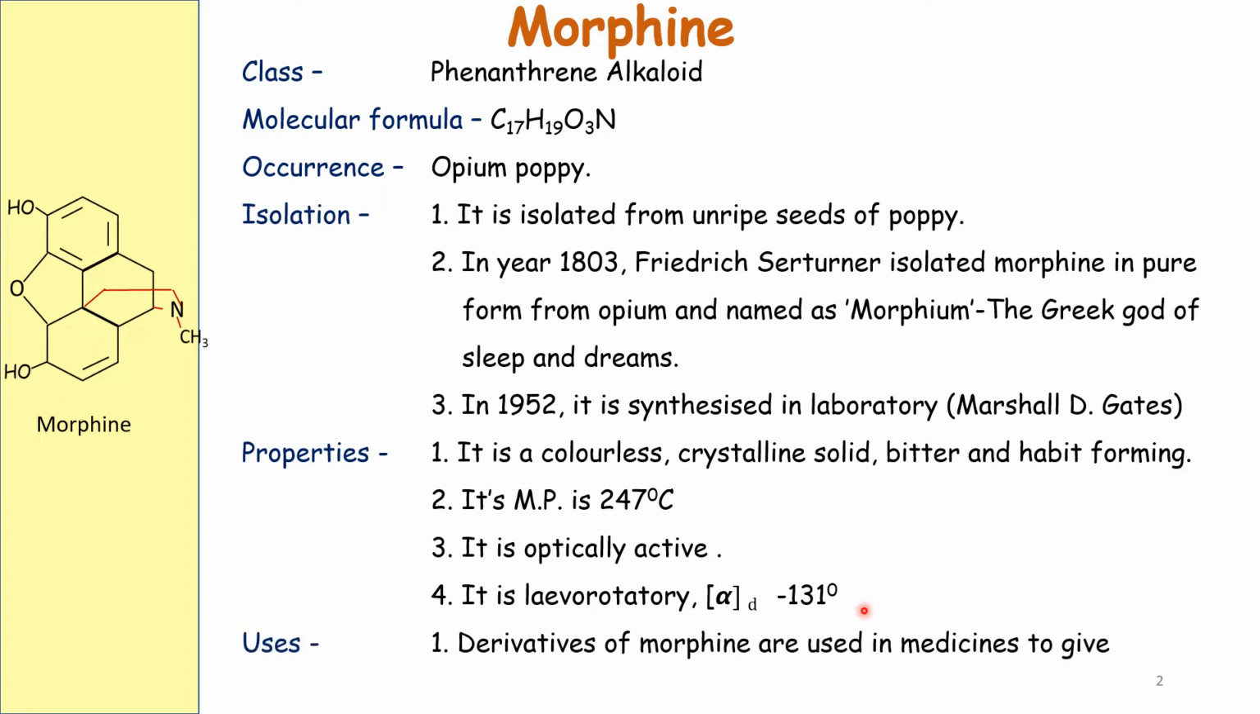Although morphine is banned, its derivatives are used in medicines for anesthesia. That is, although morphine is banned from being sold in the market, the derivatives of morphine are used in medicine.